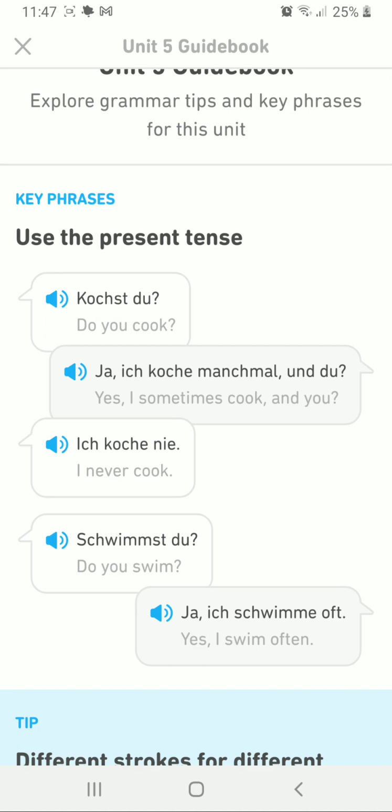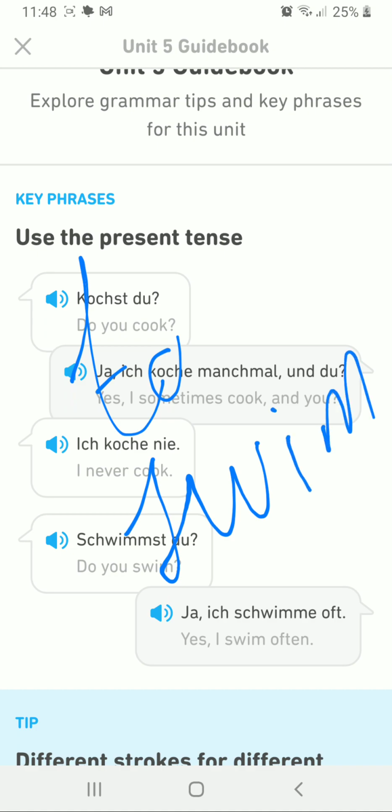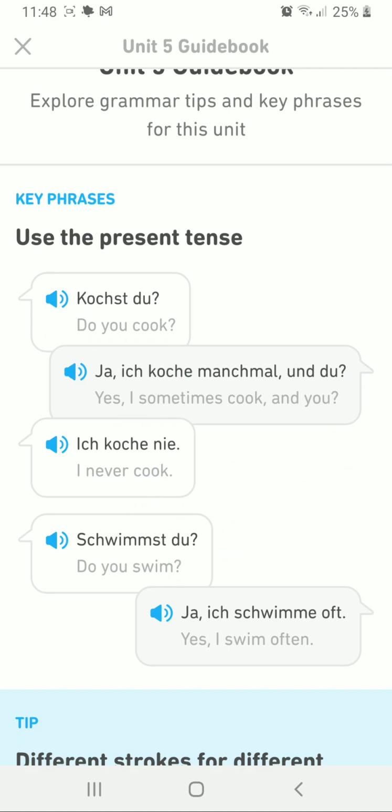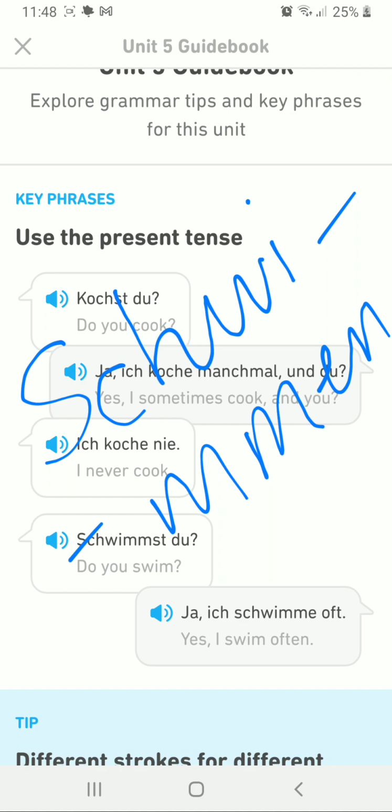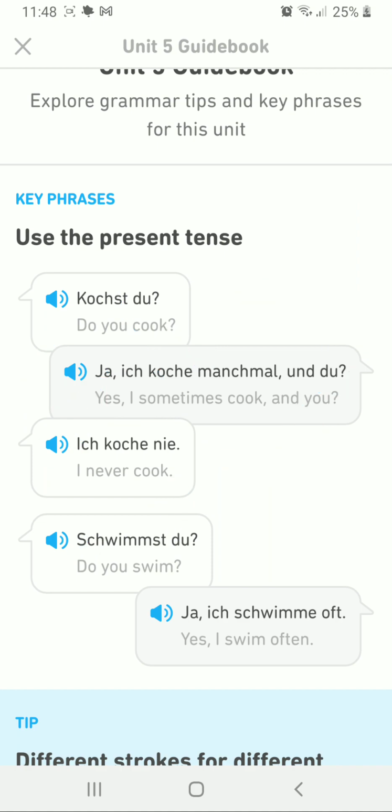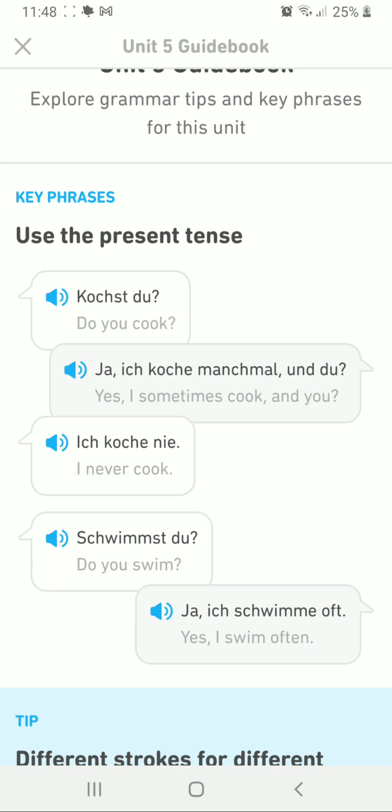Schwimmst du? Well, now we are looking at a different verb, and you can see this. It's the verb to swim, yeah? The infinitive in German is schwimmen. Yeah, schwimmen. So we have schwimmst du? Ja, ich schwimme oft. Okay, so I swim often, or I often swim.